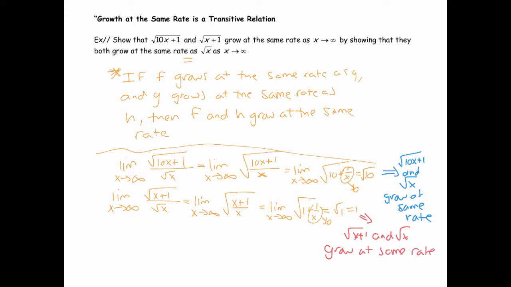So it's not that we get the same answer in both limits, but whatever we get, if we get a number that's not 0, then the two functions we're comparing grow at the same rate. And that happened in both cases. So then we can claim that root 10x plus 1 and root x plus 1 grow at the same rate.